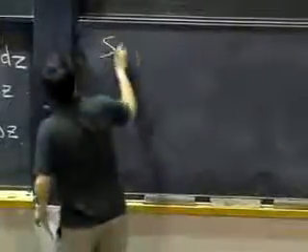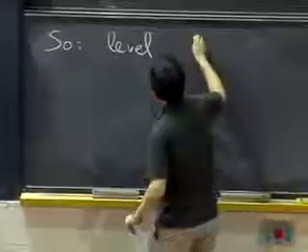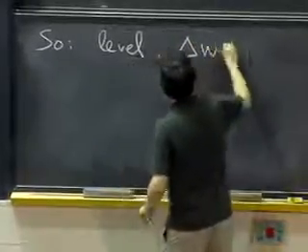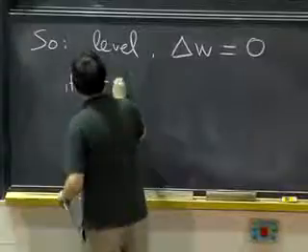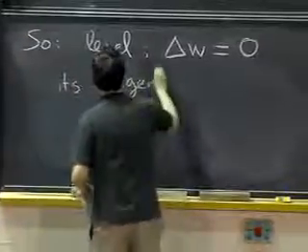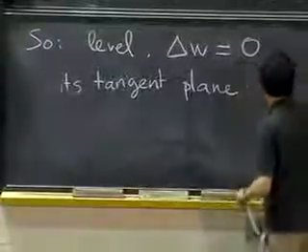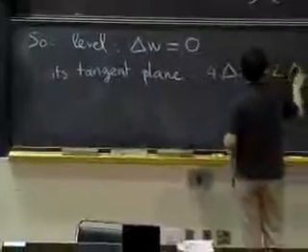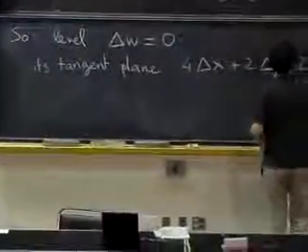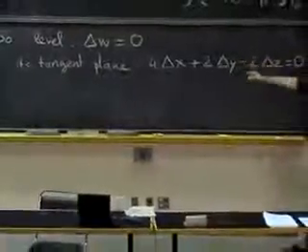Okay, so the level corresponds to delta w equals 0, and its tangent plane corresponds to 4 delta x plus 2 delta y minus 2 delta z equals 0. That's what I'm trying to say, basically.